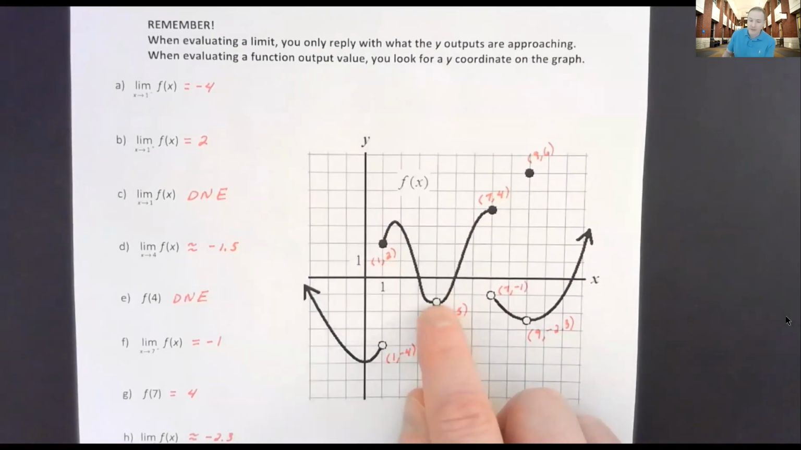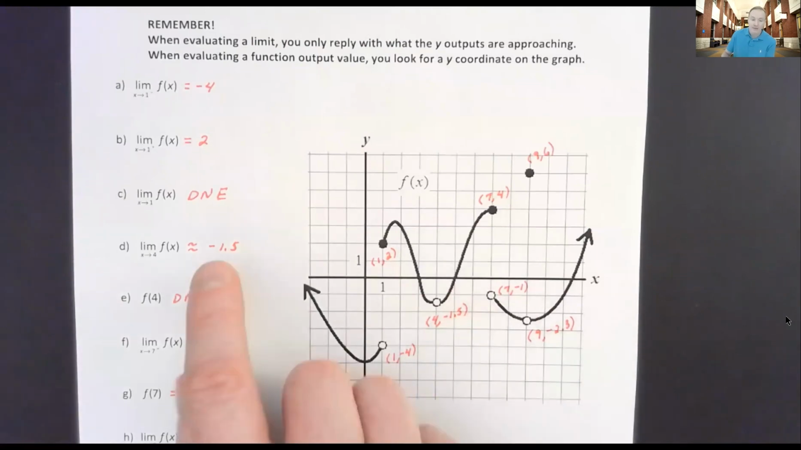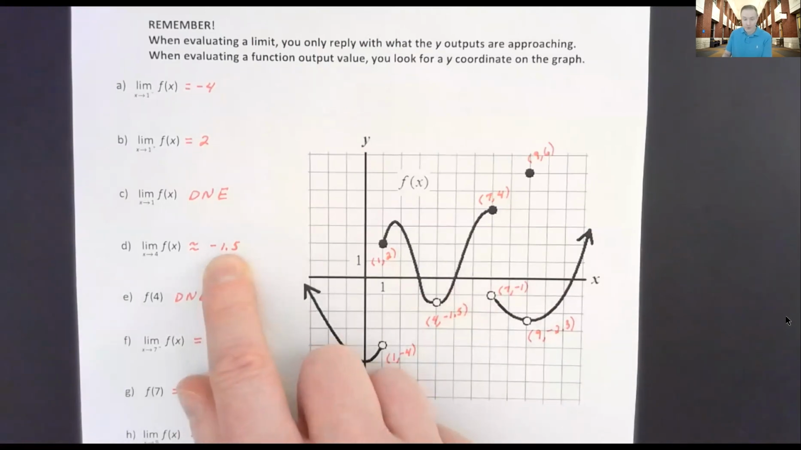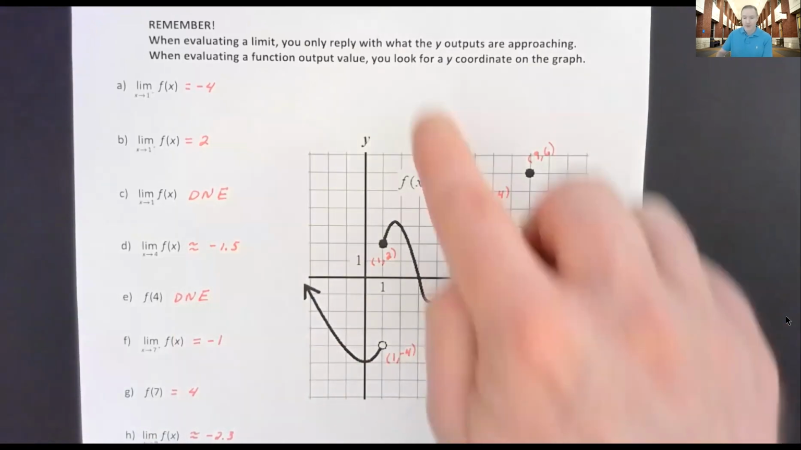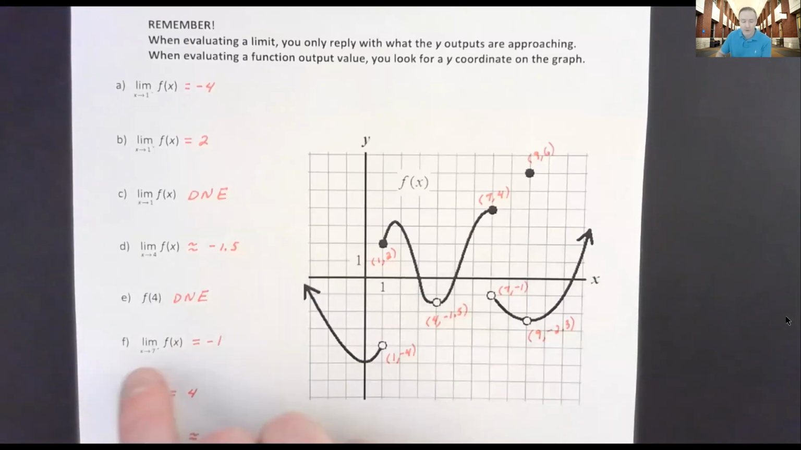Now, in this one, there's a bit of subjectivity. I just went ahead and said that that point looks like it's exactly halfway between -1 and -2. So I called that y value -1.5, and therefore the limit as x approaches 4 is -1.5. Now, f of 4 does not exist because there's no point defined for x equals 4.